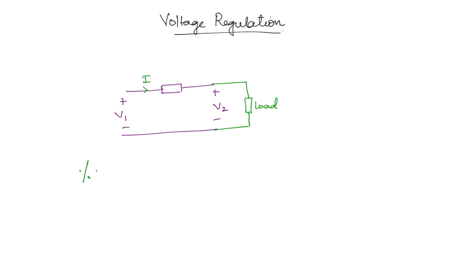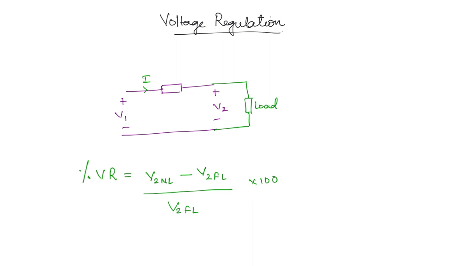So percentage voltage regulation is expressed as the voltage available at no load condition minus the voltage available at full load condition. That means when the full rated current is flowing, as a percentage or as a fraction of the full load voltage, into 100, because we are talking about percentage voltage regulation.